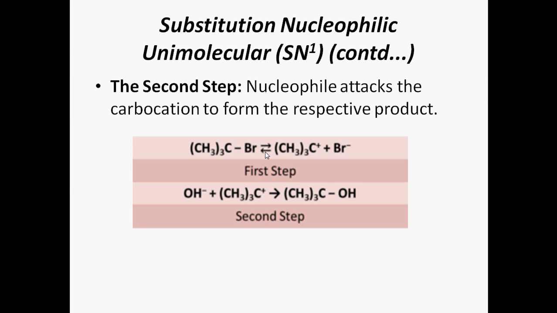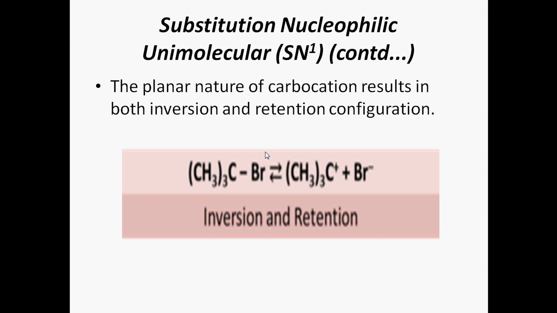So this is the first step in which the carbocation is formed, and in the second step the nucleophile will attack this carbocation and form the final product. In this way, the SN1 mechanism is a two-step process in which the intermediate, the carbocation, is formed, and then the nucleophile attacks to form the final product. The planar nature of the carbocation results in both inversion and retention of configuration.